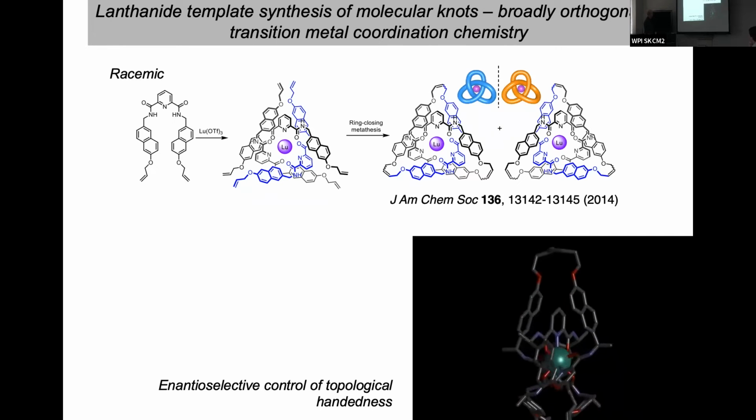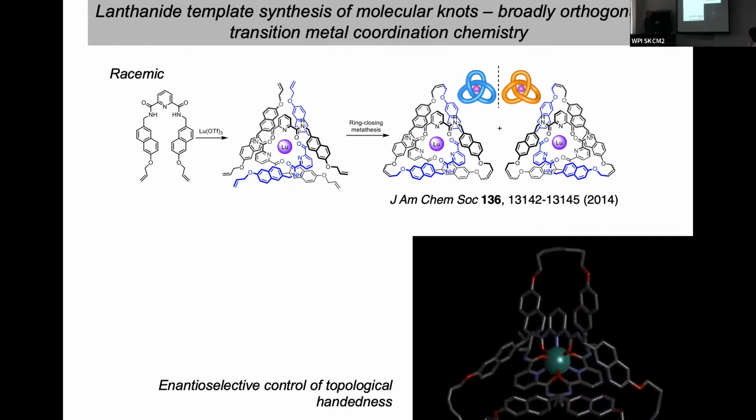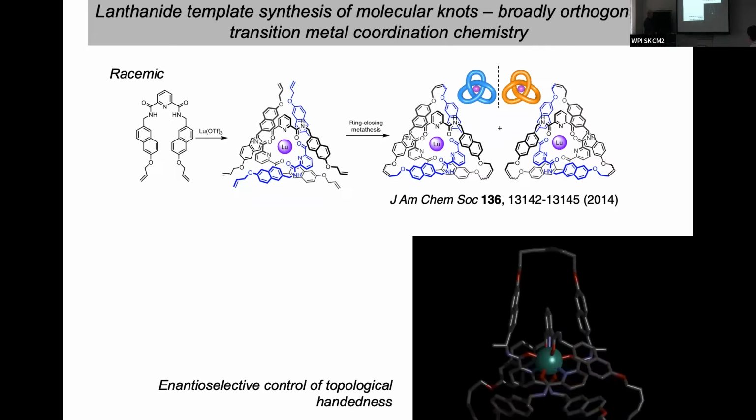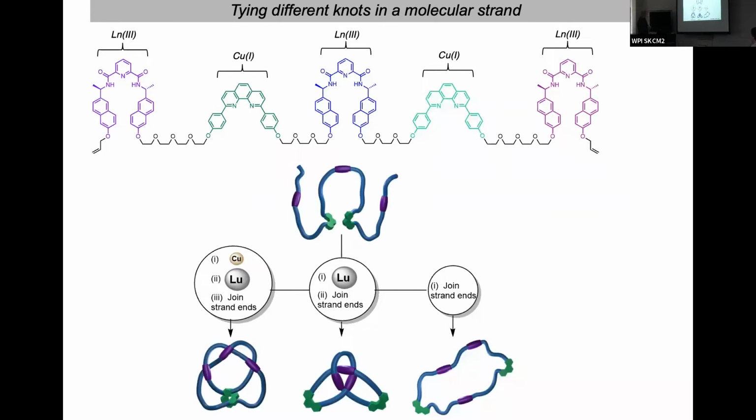So this is nice because the coordination chemistry of lanthanides is generally rather orthogonal to transition metal template chemistry or coordination chemistry. So that means that we can mix the coordination binding groups in a single ligand strand, as we've done here, to produce new kinds of effects. So this contains the 3 lanthanide binding units, the 3 units that we need to bind to a lanthanide, and also the 2 units which will bind to a copper ion. And we can use this to tie this ligand strand in a number of different ways.